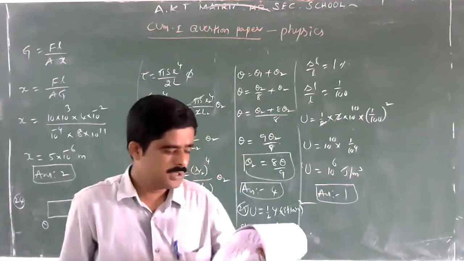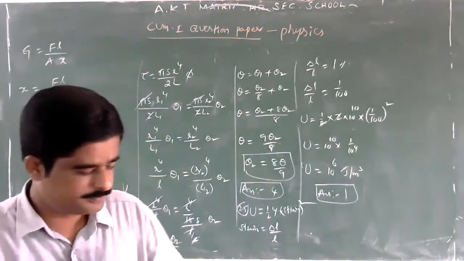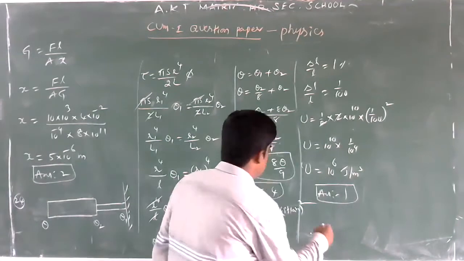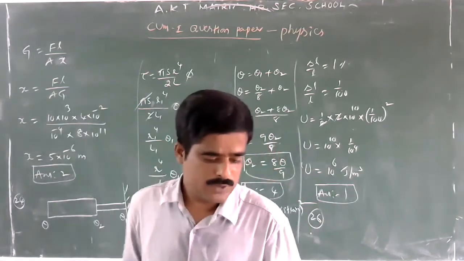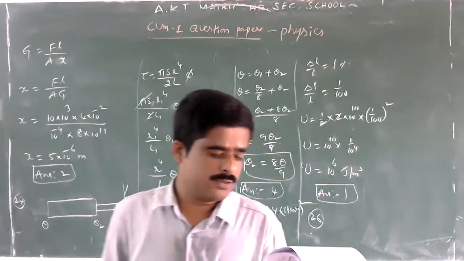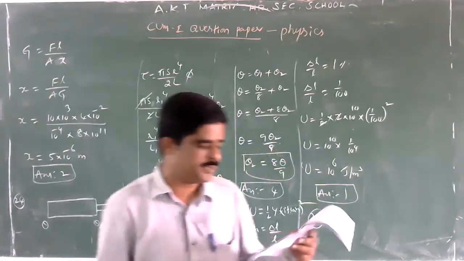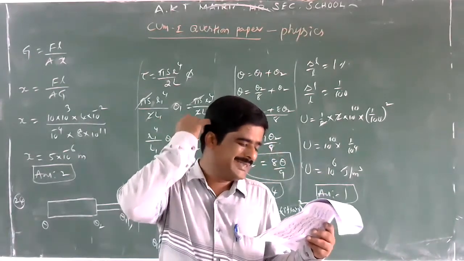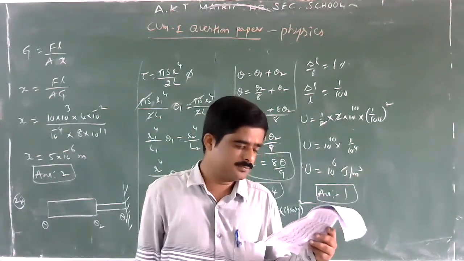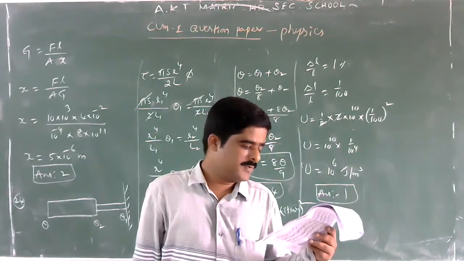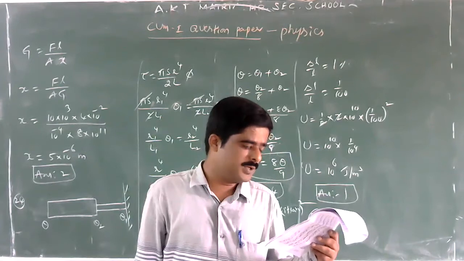Next, question number 26. The compressibility of water is 5 into 10 to the power of minus 10 meter square per Newton. If it is subject to a pressure of 15 megapascal, the fractional decrease in volume will be.